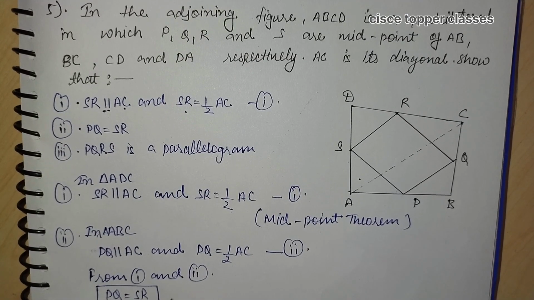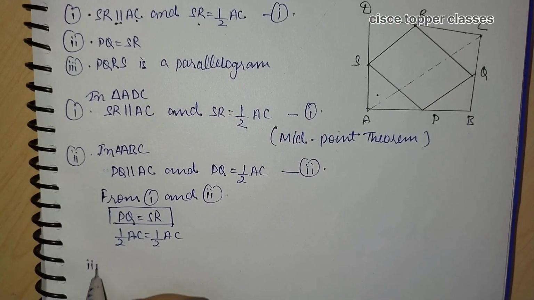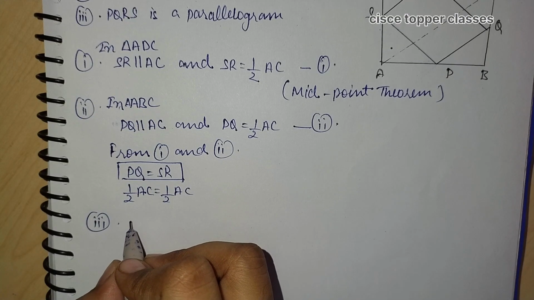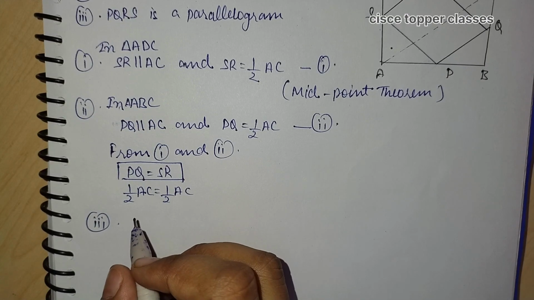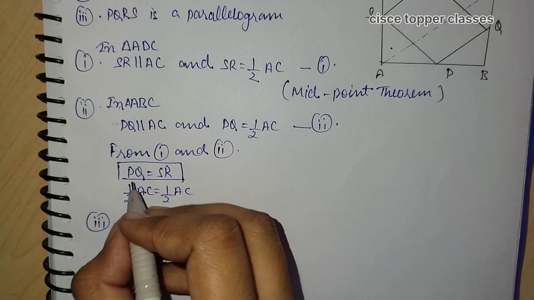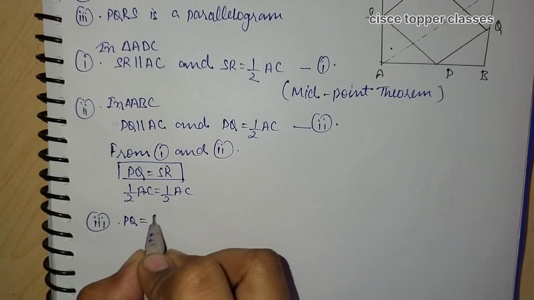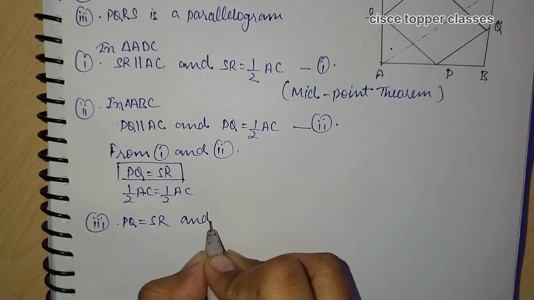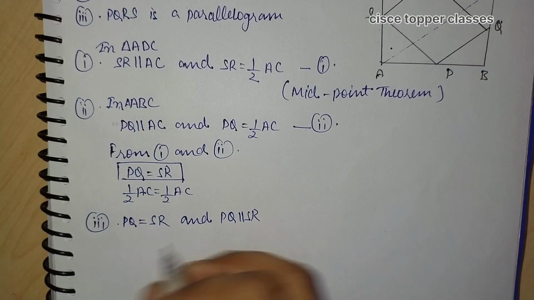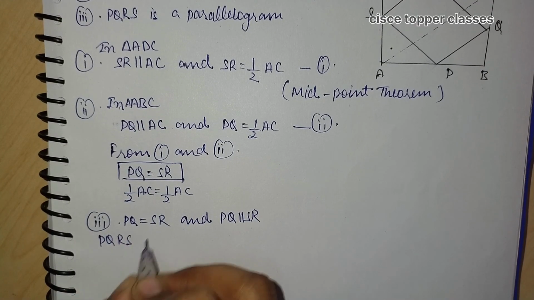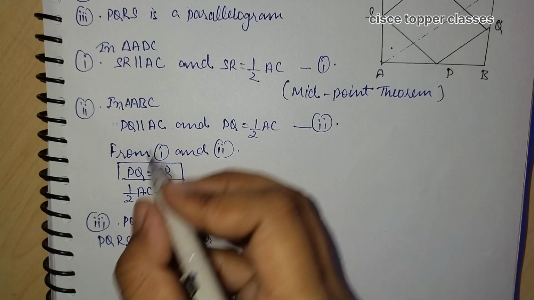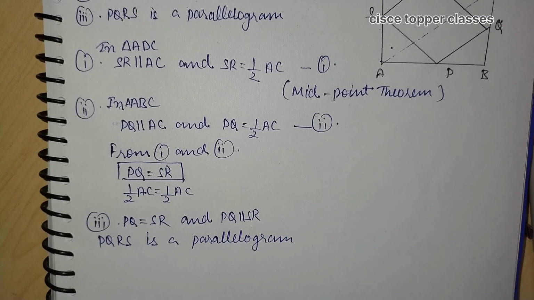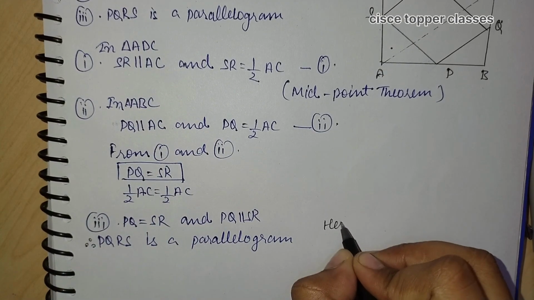Hence proved from here. Now let us solve the third part in this question. The third part is to prove that PQRS is a parallelogram. From the second part we can write PQ is equal to SR. We have proved that PQ is equal to SR and PQ is parallel to SR also. So we can simply write that PQRS is a parallelogram from the first and second parts. So this is what we had to prove, hence proved.